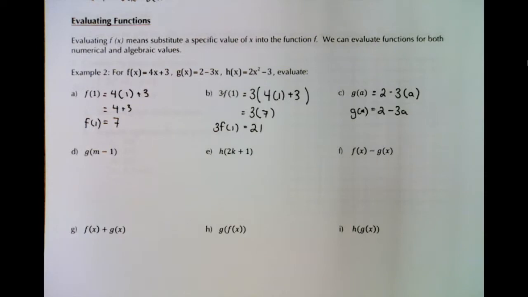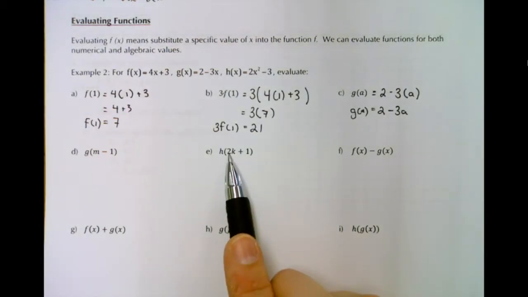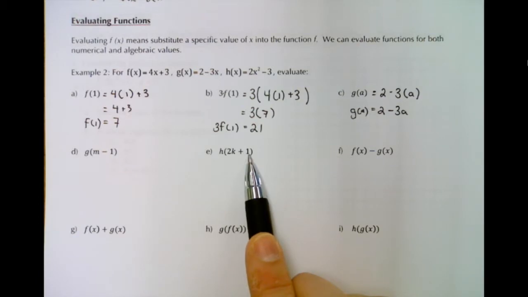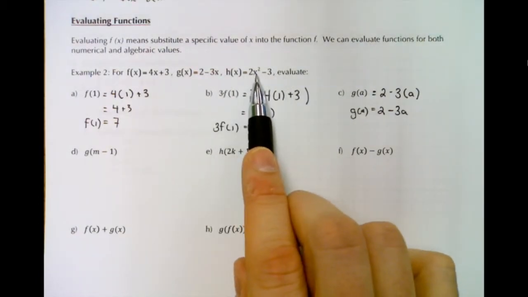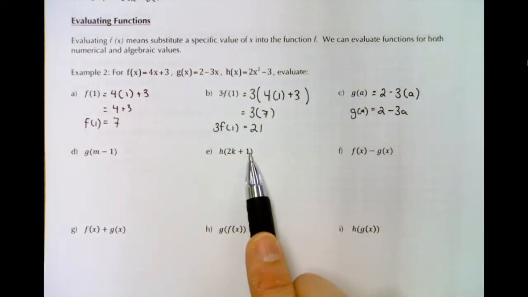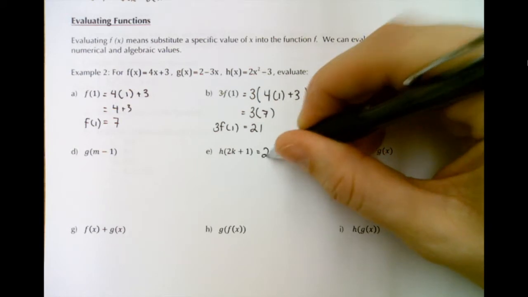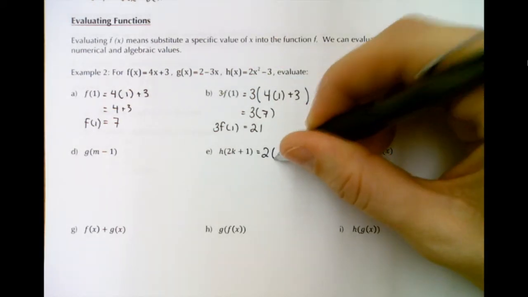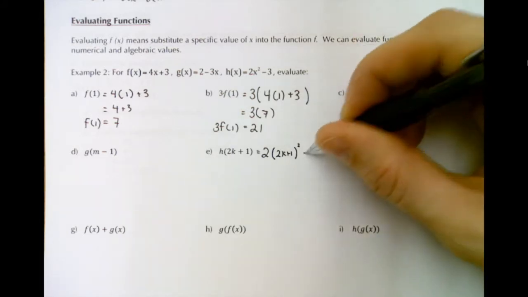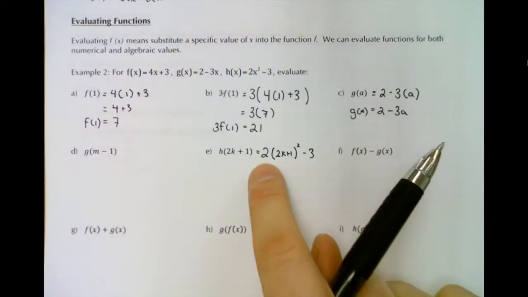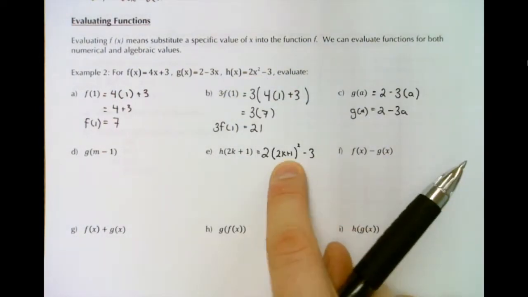Let's try E. E says h at 2k plus 1. So that means take your function h, and everywhere there's an x, we're going to replace it with 2k plus 1. So here we go. We've got 2x squared. So instead of x, I'm going to write a bracket, 2k plus 1 squared, minus 3. And now this is the exact same as this, except the x is replaced with that 2k plus 1 in a bracket.